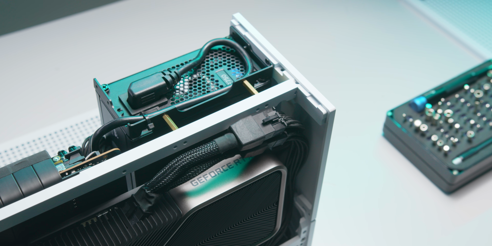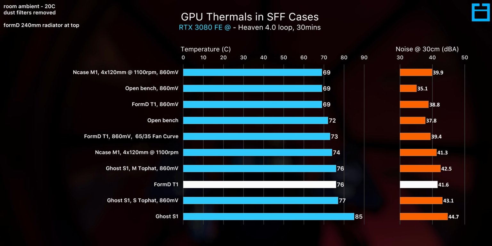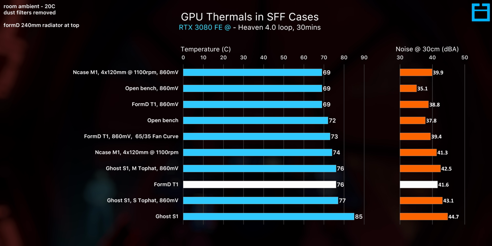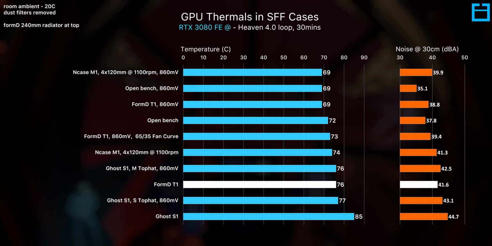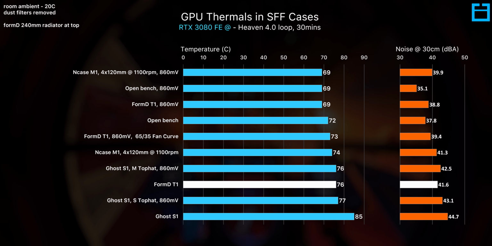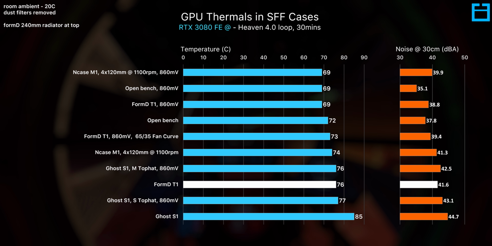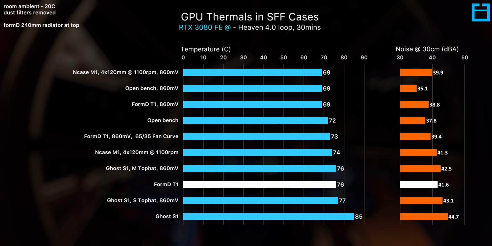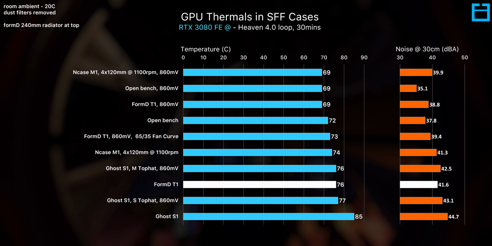So running the card stock here without any undervolting or fan tuning lands us at 76 degrees C. That's only 2C warmer than the Encase M1 and 4C warmer than an open bench. And we can see just how critical offsetting the power supply fan is here though. We're running 9 degrees cooler than the Ghost S1, which is also a sandwich layout case.